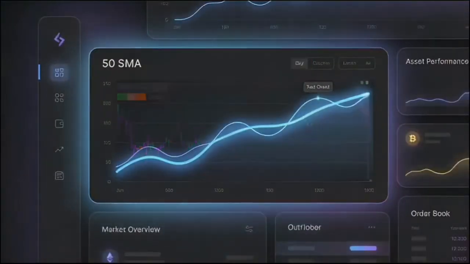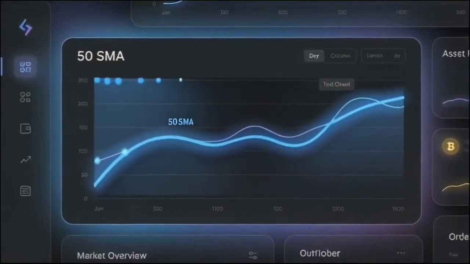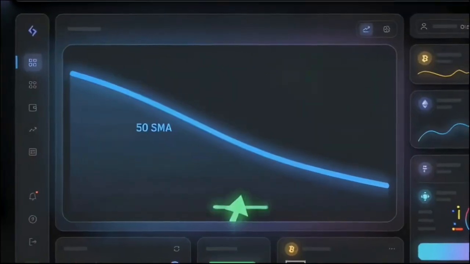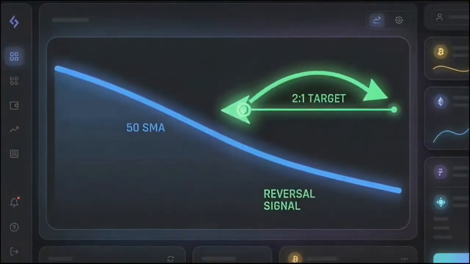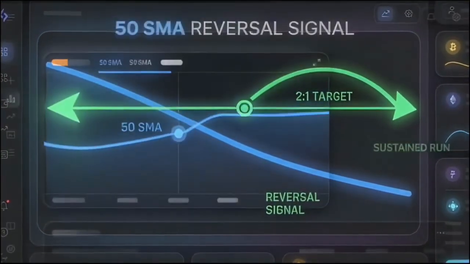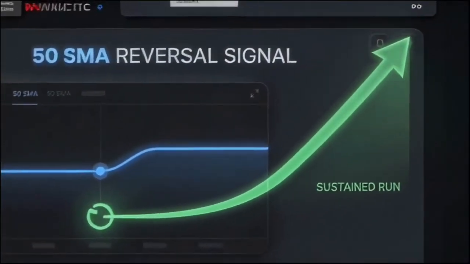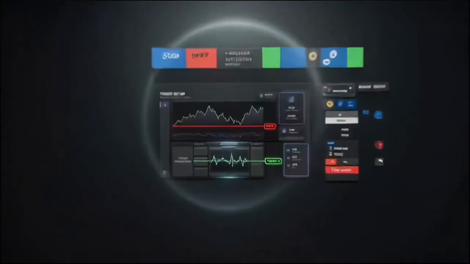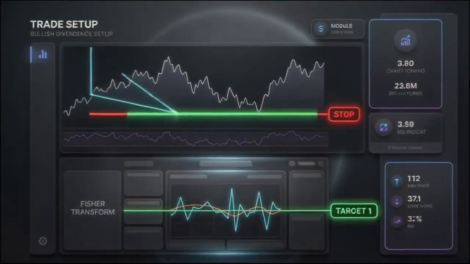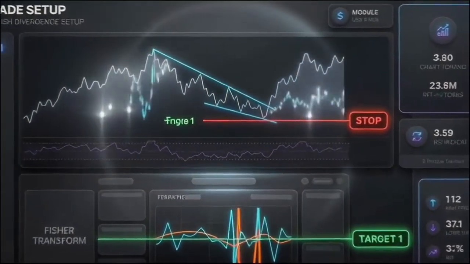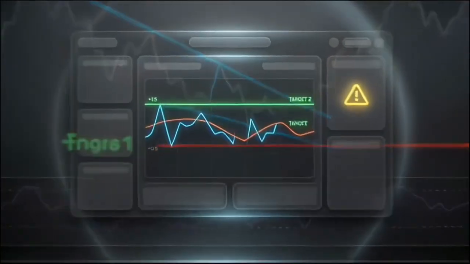The pairing is the 50-period simple moving average. If the reversal fires below a falling 50, treat it as a bounce and take profit quickly at 2-1. If it fires near a flat or rising 50, the turn has structural support behind it, and you can trail your stop and let it run. Stop beyond the divergence low. First, target the zero line. Second, target the opposite extreme.